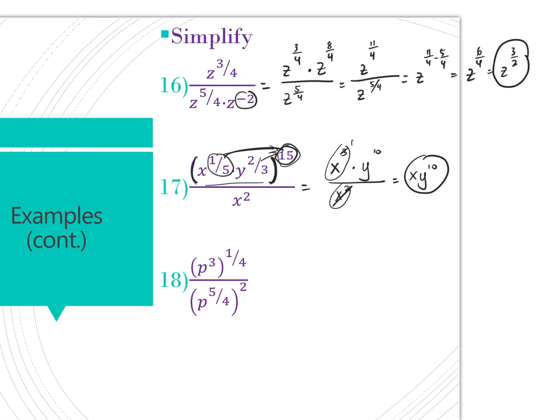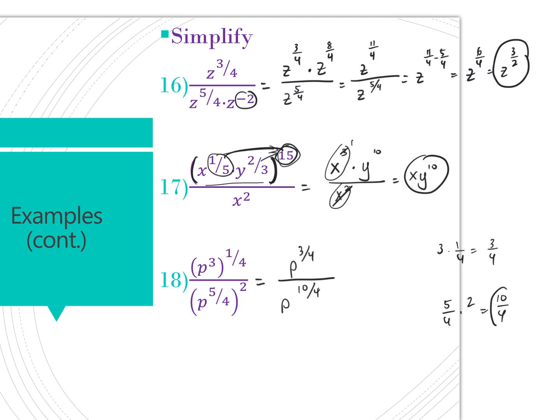And then again here, same kind of problem. I've got p to the third power raised to the quarter power, and then p to the 5/4 raised to the second power. So again, I'm just going to multiply it first. So I'm going to do 3 times 1/4, which I know is 3/4. So this is p to the 3/4 power. The bottom one is going to be 5/4 times 2, which is 10/4. P to the 10/4 power.